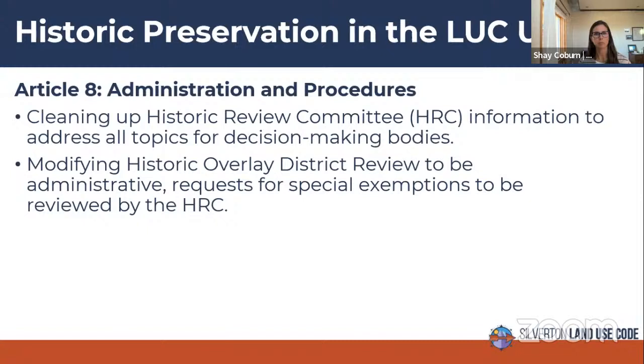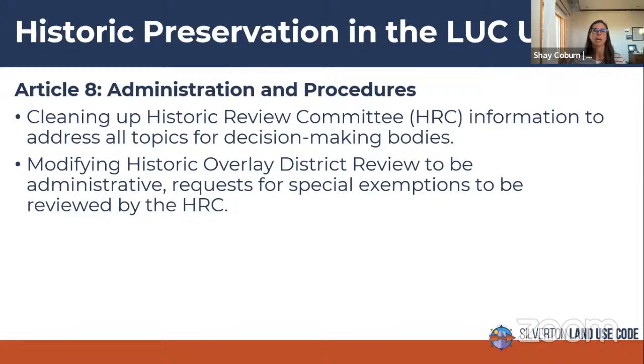Next slide talks about Article 8. So that is administration and procedures. This is where things like the Planning Commission and the Historic Review Committee and other decision-making bodies are described in detail: how they function, how they're comprised, when they meet, those kinds of guidelines or rules. So we cleaned all that up. We added all of those decision-making bodies and tried to make them really uniform, so we are very clear about what does and doesn't apply and who can serve on what committees and how the terms work.